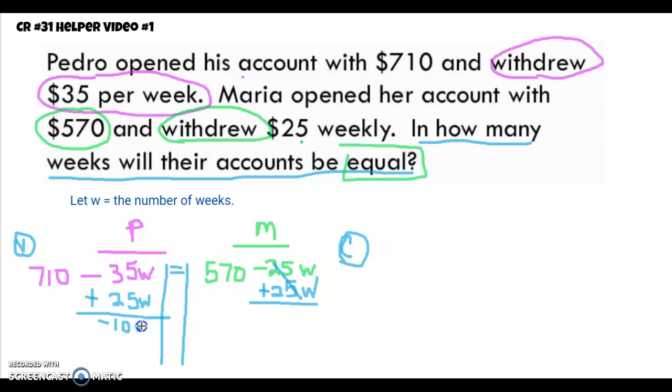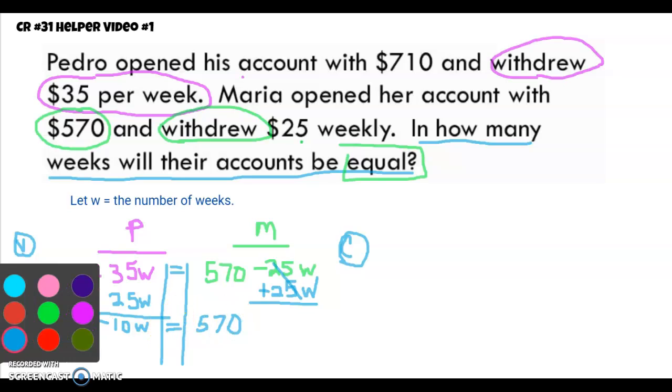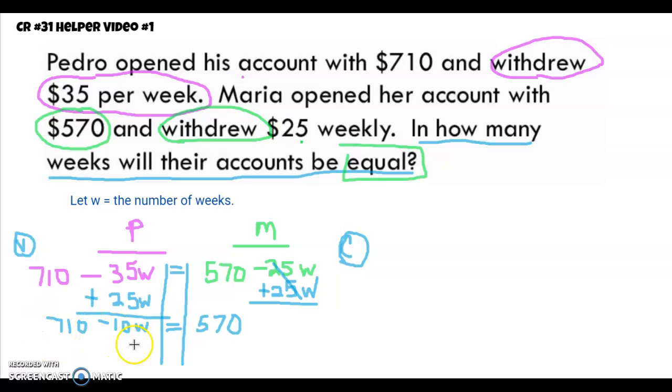Now remember, I still have 710 on this side, so I'm going to write that in. And on the other side, I still have 570. They have to remain equal at all times, so there's my equal sign. All right, my next step is going to be moving the constants over to the right side. Well, it's a positive 710. So to zero that out, I'm going to subtract 710 from both sides.